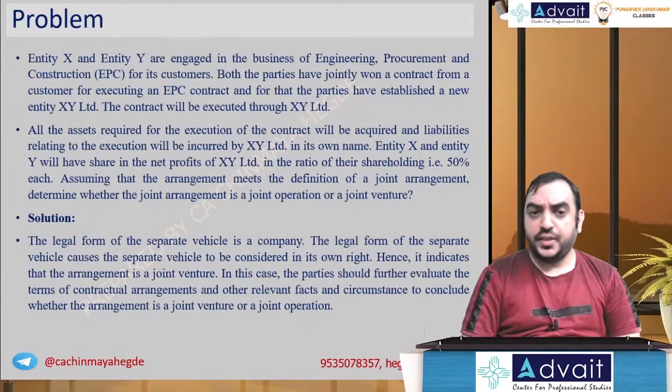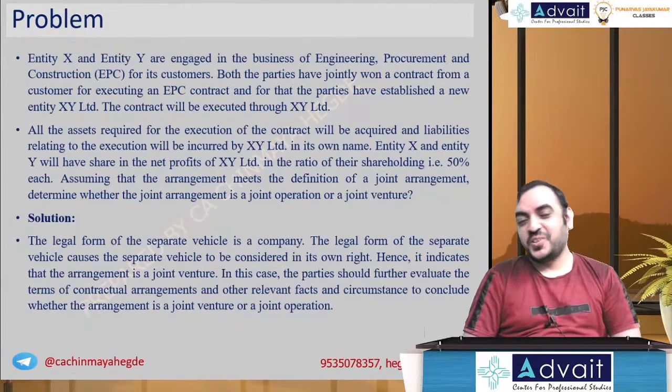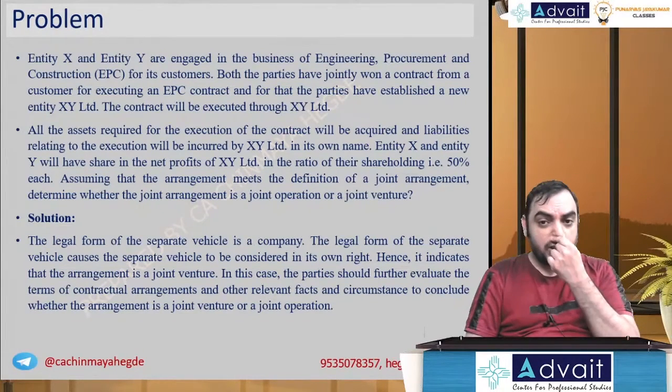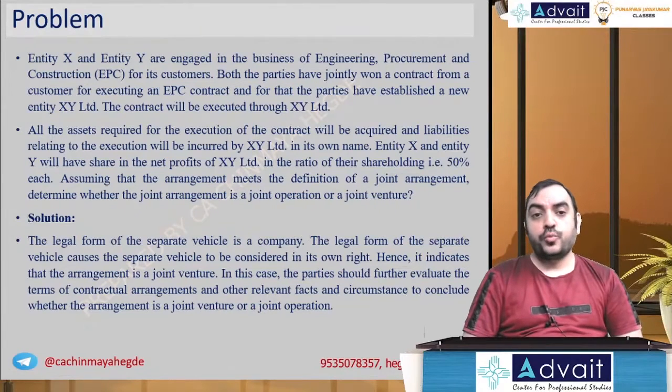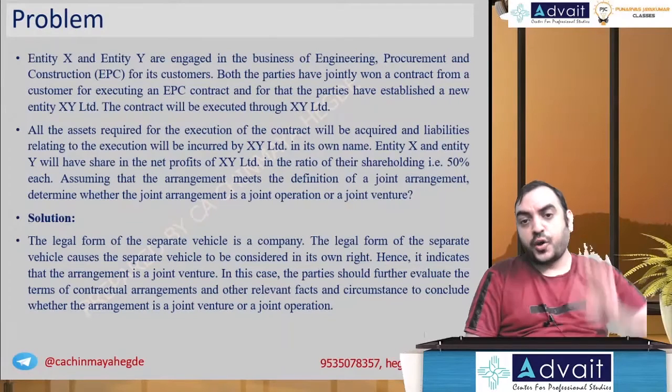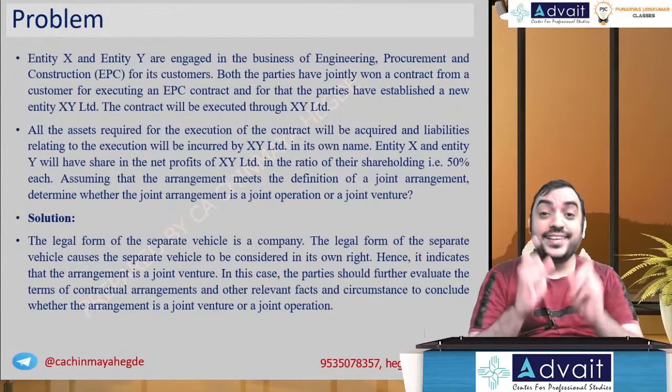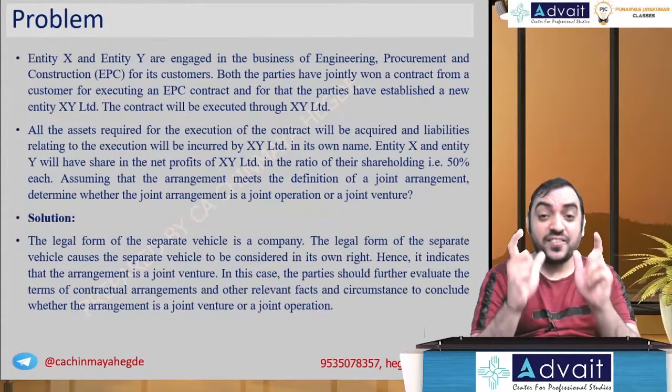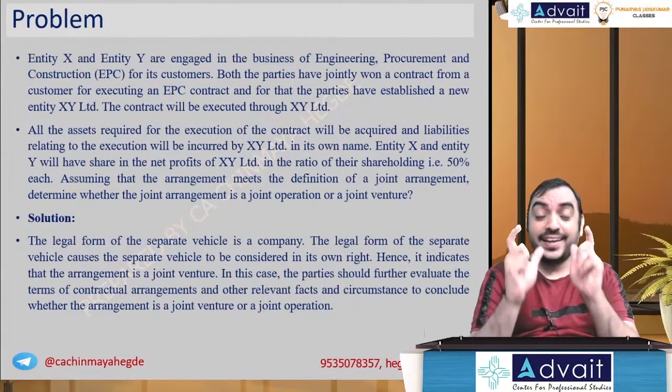Entity X and entity Y are engaged, companies are engaged in the business of engineering, procurement, and construction for customers. Both the parties have jointly won a contract from a customer for executing an EPC contract, engineering, procurement, construction. And for that, the parties have established a new entity. They have started a new entity.